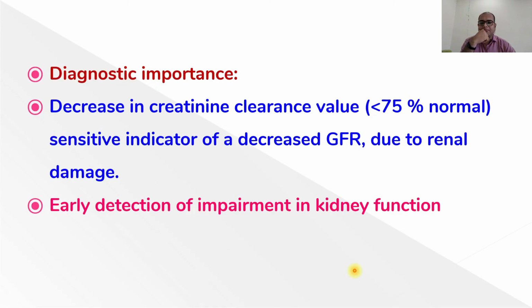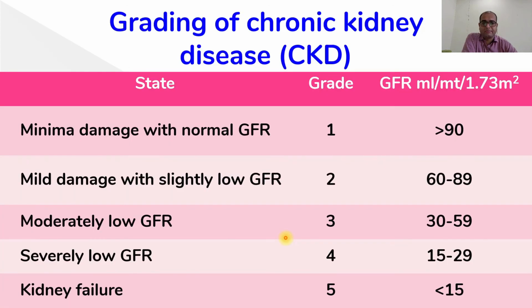So what is the diagnostic importance? If there is a decrease in the creatinine clearance value to less than 75% of normal, it's a very sensitive indicator of decreased GFR, and that says there is renal damage, and that helps us in the early detection of impairment of kidney function. Basically, what we call chronic renal failure or chronic kidney disease. And based on that we can do the grading of chronic kidney disease.